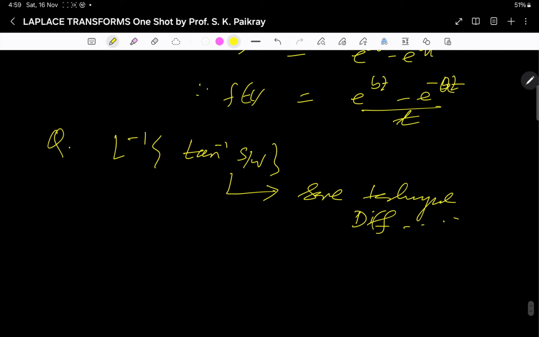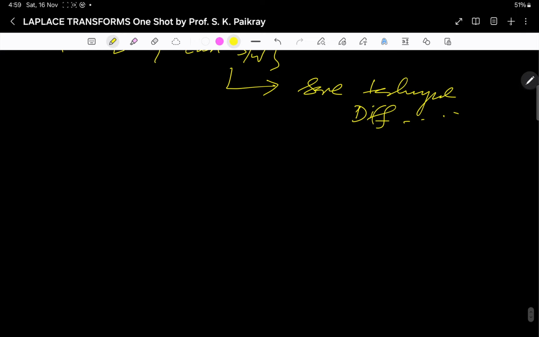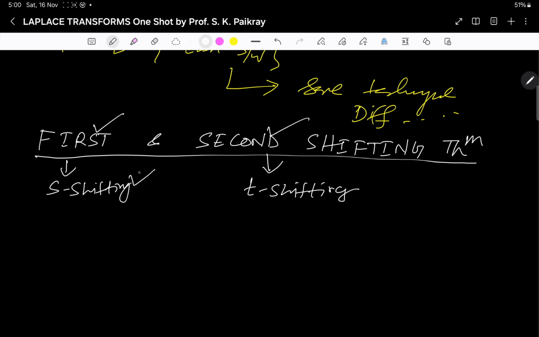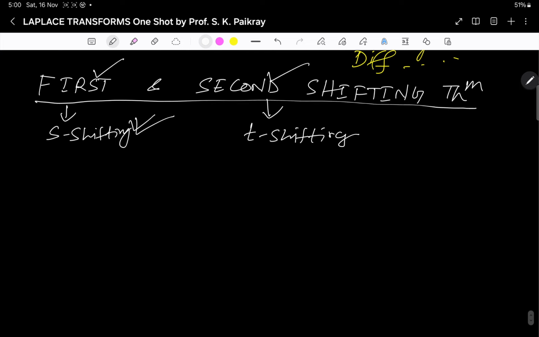Okay, so next, coming to the first and second shifting theorem. The first shifting theorem is called S shifting. Likewise, the second shifting is called T shifting. In my detailed lecture, I have told you S shifting and T shifting. The detailed lecture is not there, so till now it is not prepared. Subsequently, I will upload a detailed lecture on T shifting. So I will just tell the background for solving the problems.